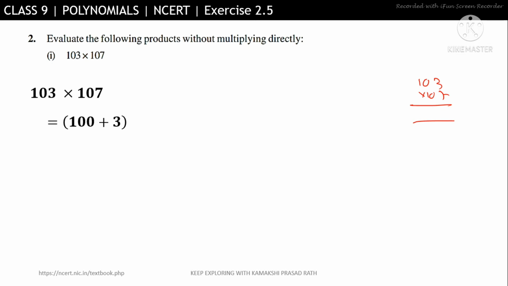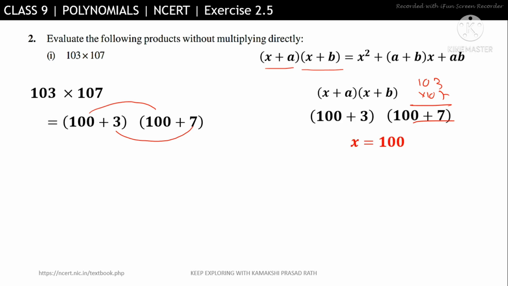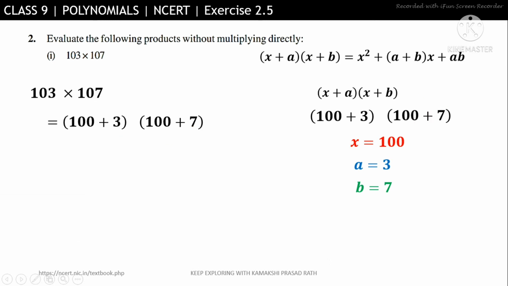For this one, let us expand it first. 103 can be written as 100 plus 3 and 107 can be written as 100 plus 7. So when we get questions of this sort, first you have to expand. After expanding, you can see this is exactly the formula that we have, x plus a into x plus b. The first terms are same and the second terms are different. So when you compare, in place of x we have 100, in place of a we have 3, in place of b we have 7. So x is 100, a is 3 and b is 7.